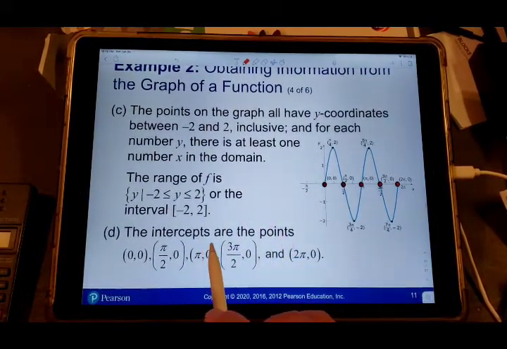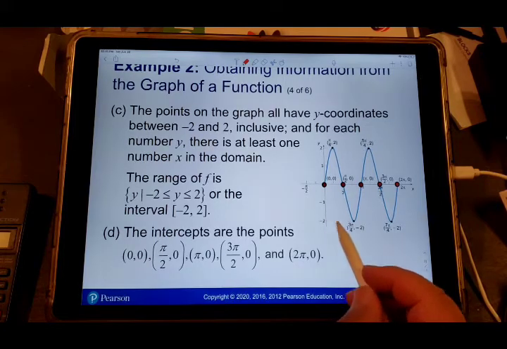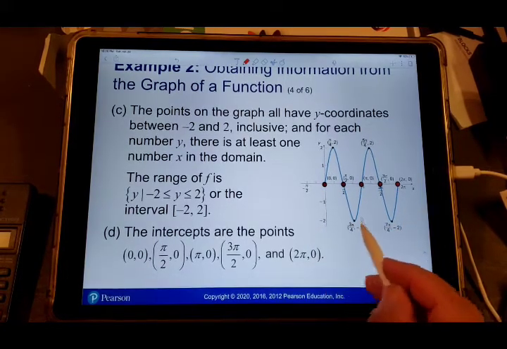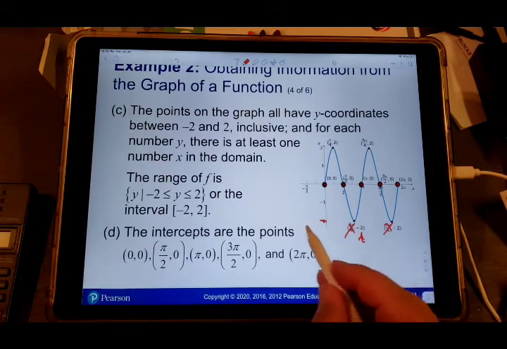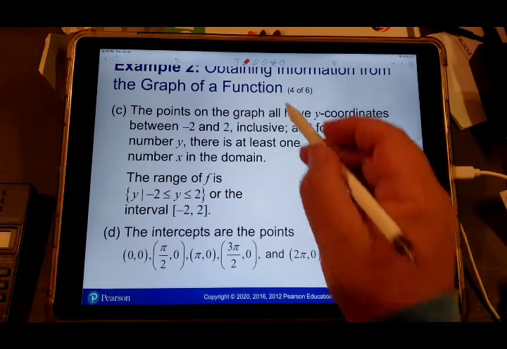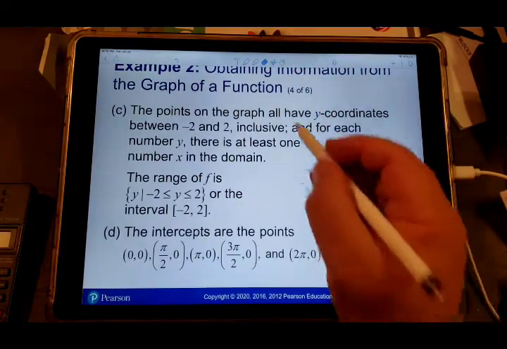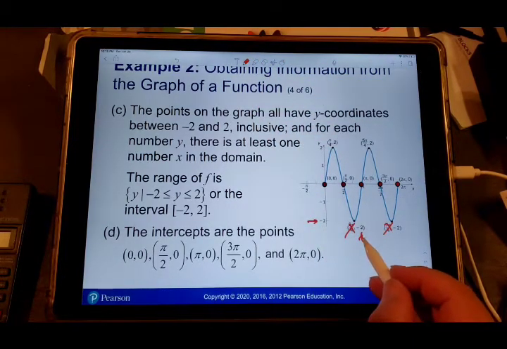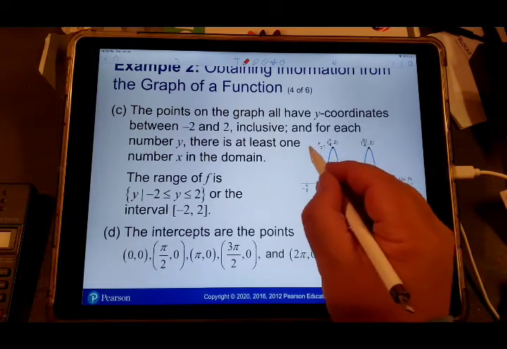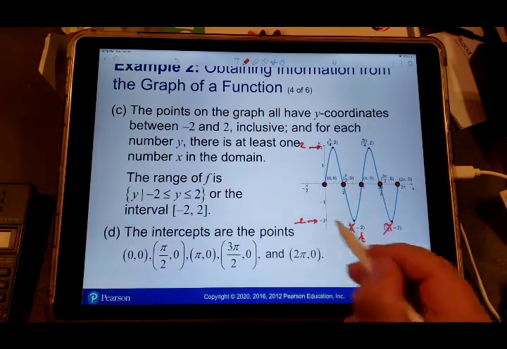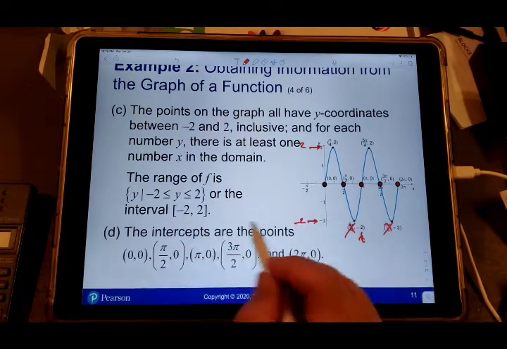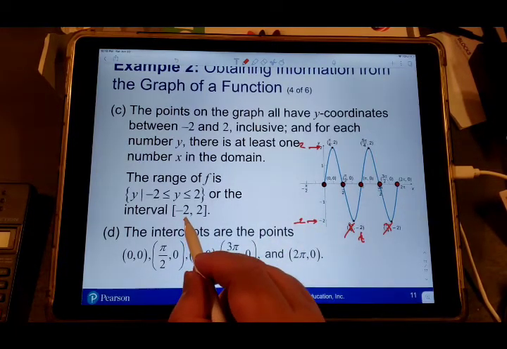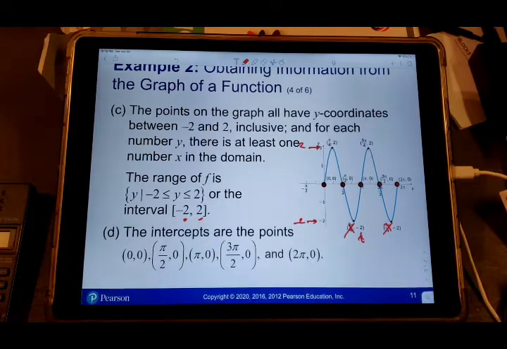Now the range, I have to look down here. What's the minimum y value? So I'm ignoring the x's. The minimum y value is -2 right here. Didn't mean to cross that out, I just wanted to kind of point to it. So the minimum y value is -2, and the maximum y value is 2. So you can just feed that into the interval notation, minimum, comma, maximum.